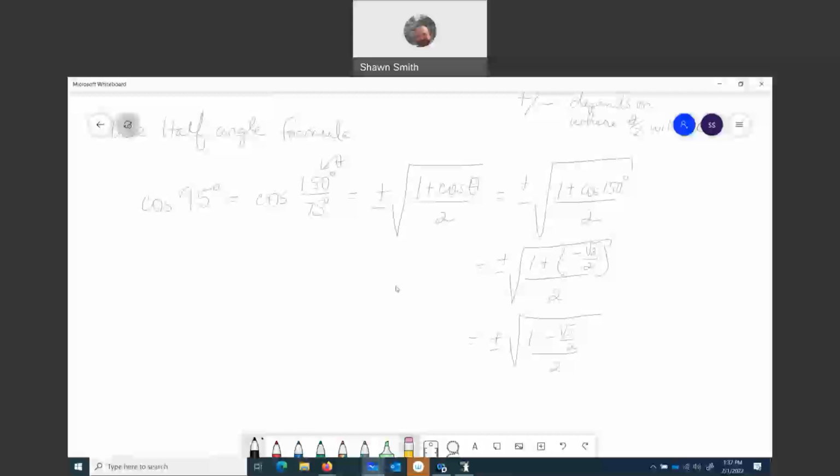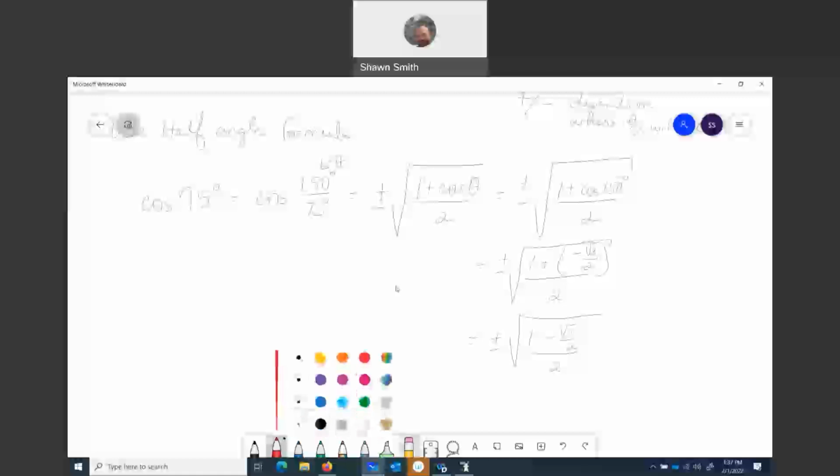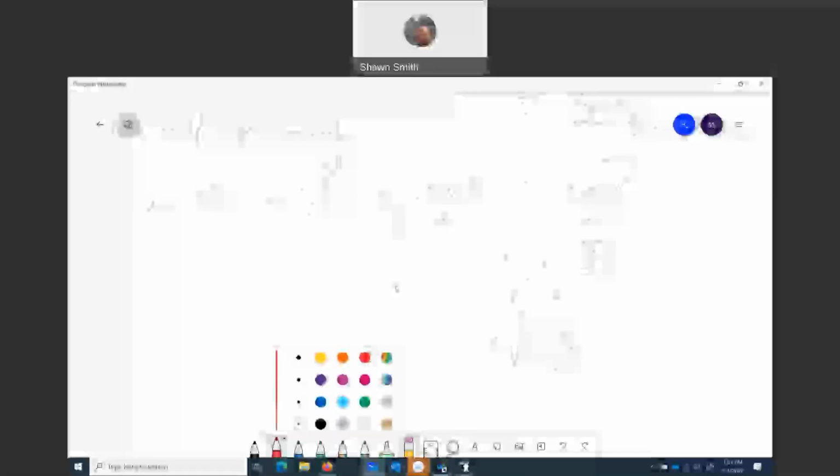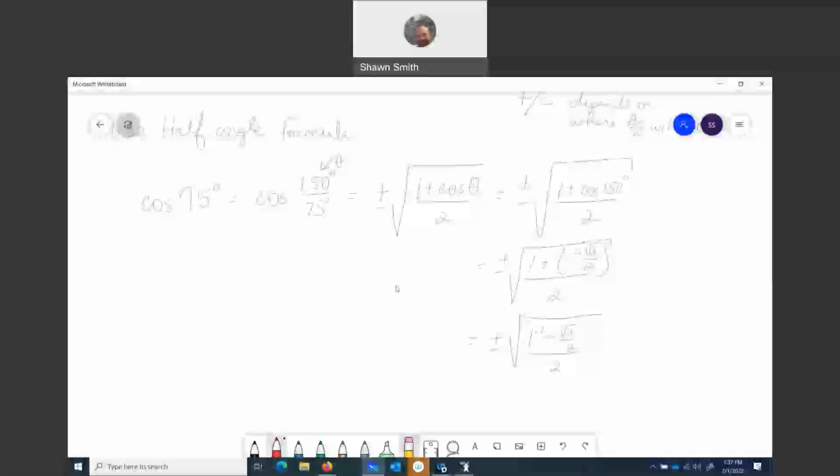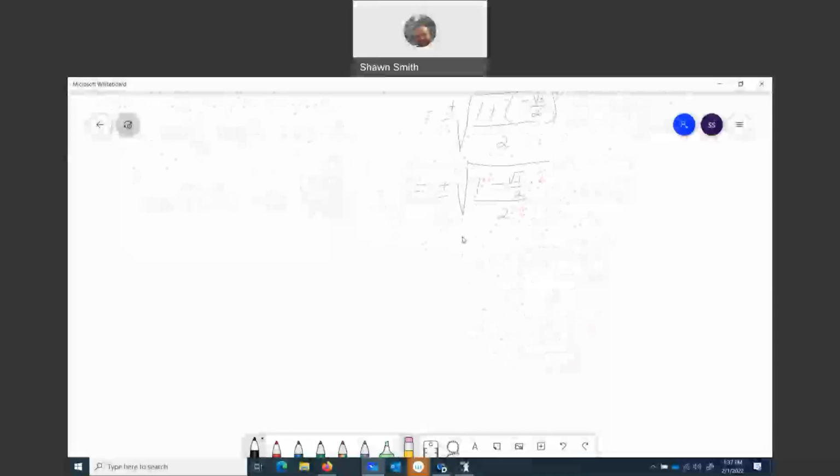All right, now to simplify the complex fraction, if I multiply everything by a common denominator in there, which is the 2, plus or minus 1 times 2 is 2. These 2's cancel. Minus the square root of 3 all over 4.